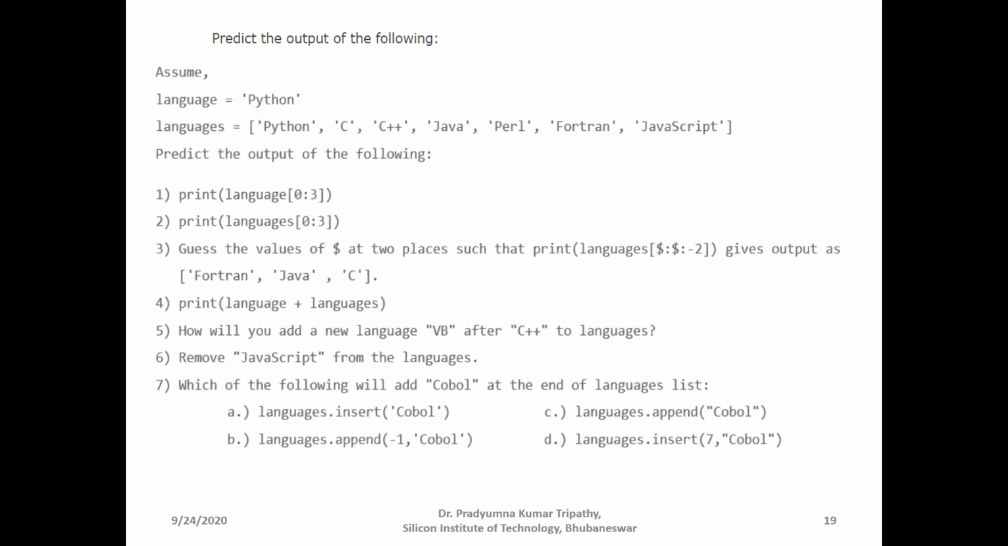Is that clear? But if I write -1, the -1 is nothing but the JavaScript, right? So it will not append over there. So append is not taking index. Index has to be given over here with insert. Append doesn't take any argument. Append doesn't take the index as an argument. Is that clear? So C and D are correct.